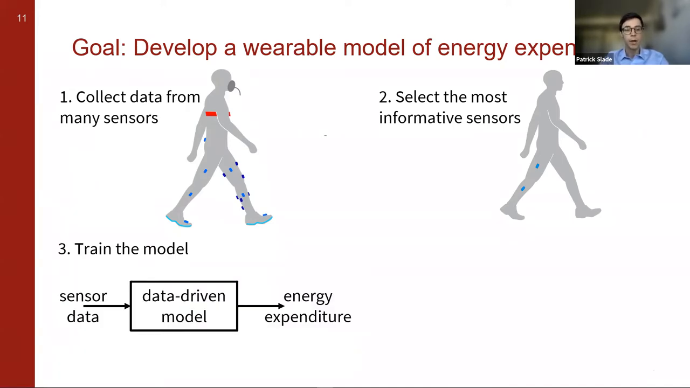The third is to train the model, which will estimate energy expenditure. You can see that we're passing in sensor data. We have a data-driven model, which we'll train, and we'll talk more about that later. And then that model estimates energy expenditure.